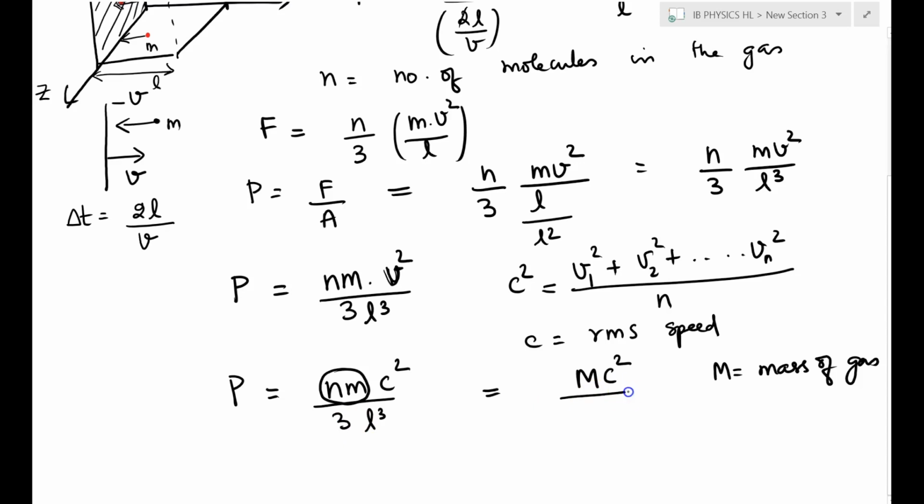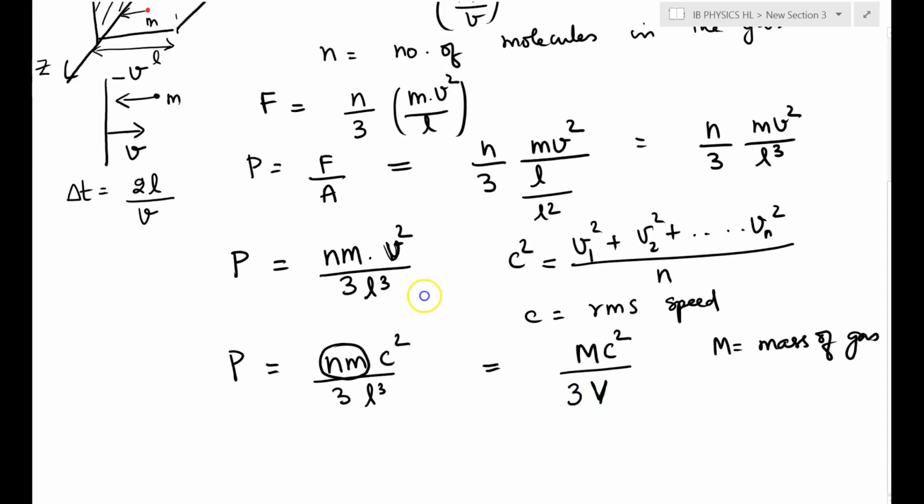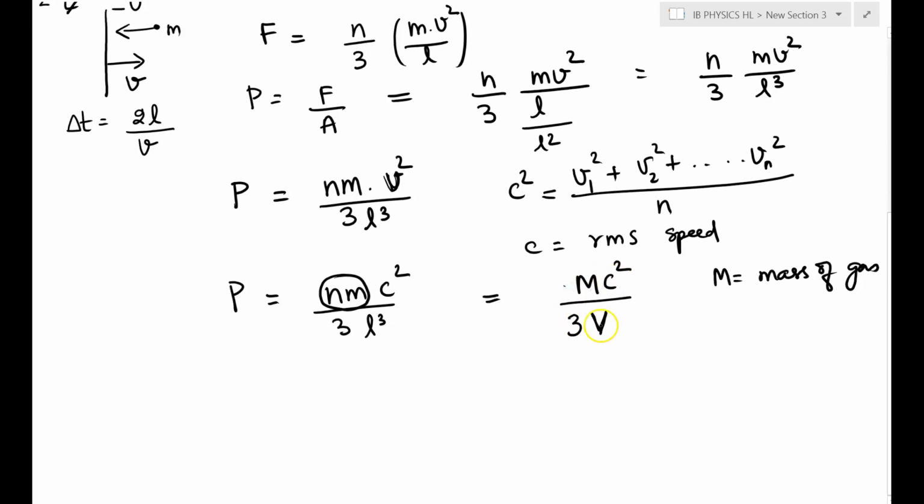And then L cube is nothing but the volume of the container, which is the same as the volume of the gas. So therefore, we can write pressure as equal to mc squared divided by 3V. Well, we are not quite done. How about this expression, m divided by V? Do you know what this stands for? Yes, it represents the density. So P equals rho c squared divided by 3.